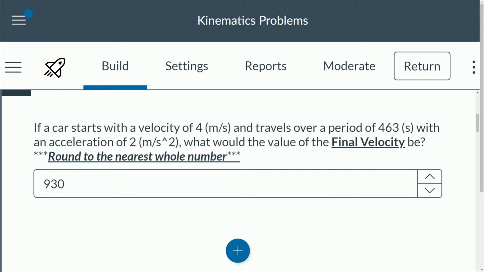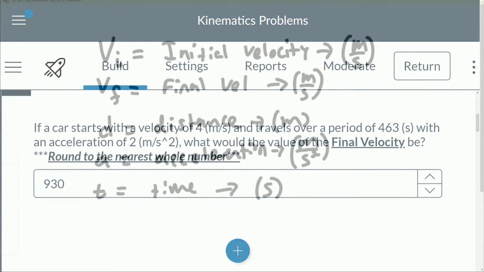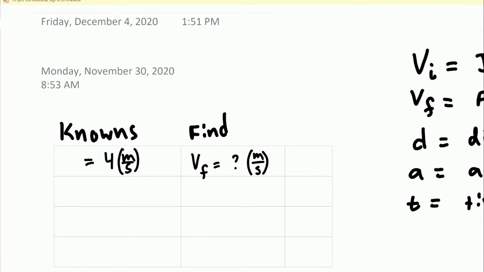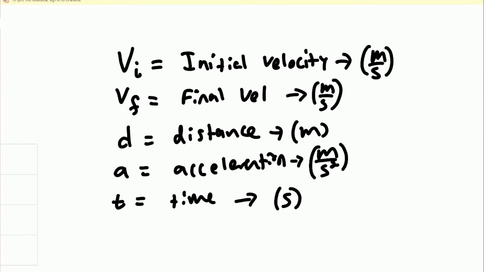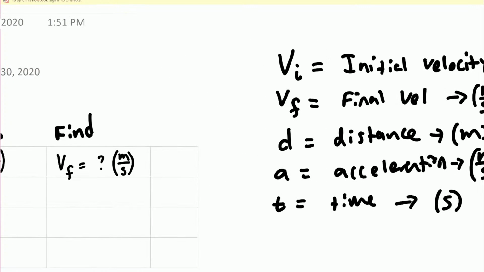Okay. So my question was, in this problem, what's the first known that they give me? If a car starts with a velocity of 4 meters per second, good. So we have 4 meters per second. That's the value, but I don't know what variable that's going to represent. We already know that we're trying to find the final velocity. So this is what we're looking for.